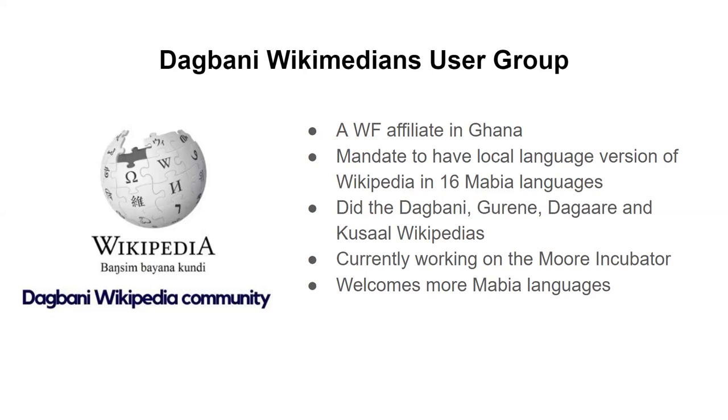Our work is to promote what the Wikimedia Foundation is out for: free knowledge. Our mandate is to have all language versions of Wikipedia and its sister projects in all Mabia languages. Currently, we have done the Dagbani Wikipedia, the Gurune Wikipedia, the Dagaare Wikipedia, and the Kusaal Wikipedia. All these four languages now have their language versions of Wikipedia.